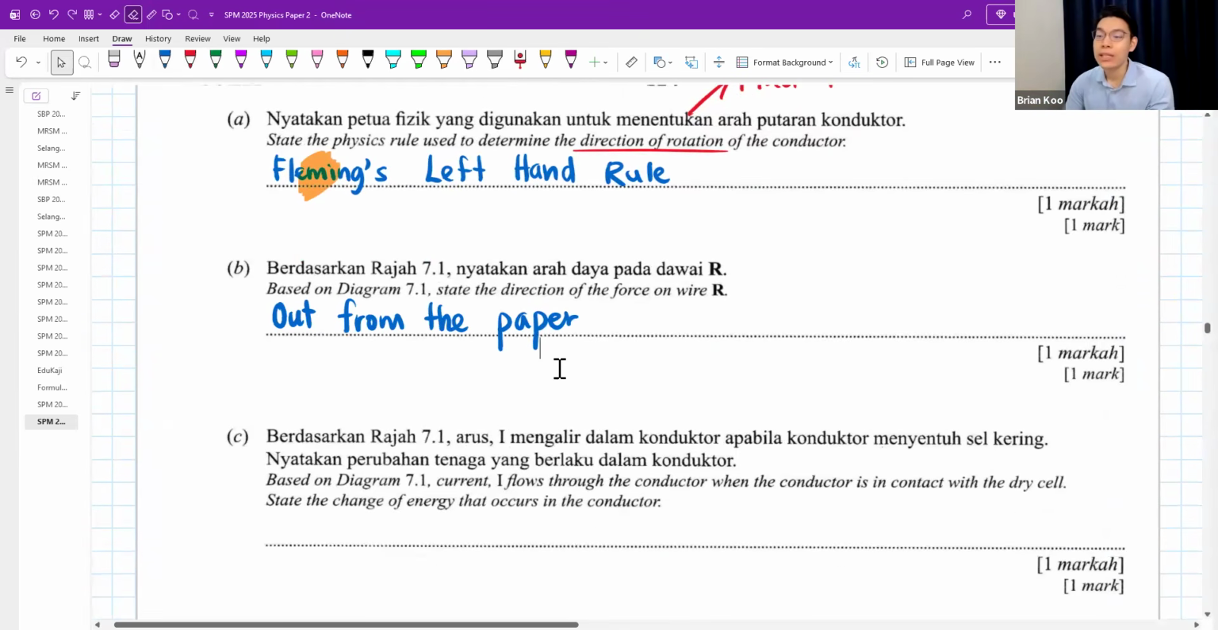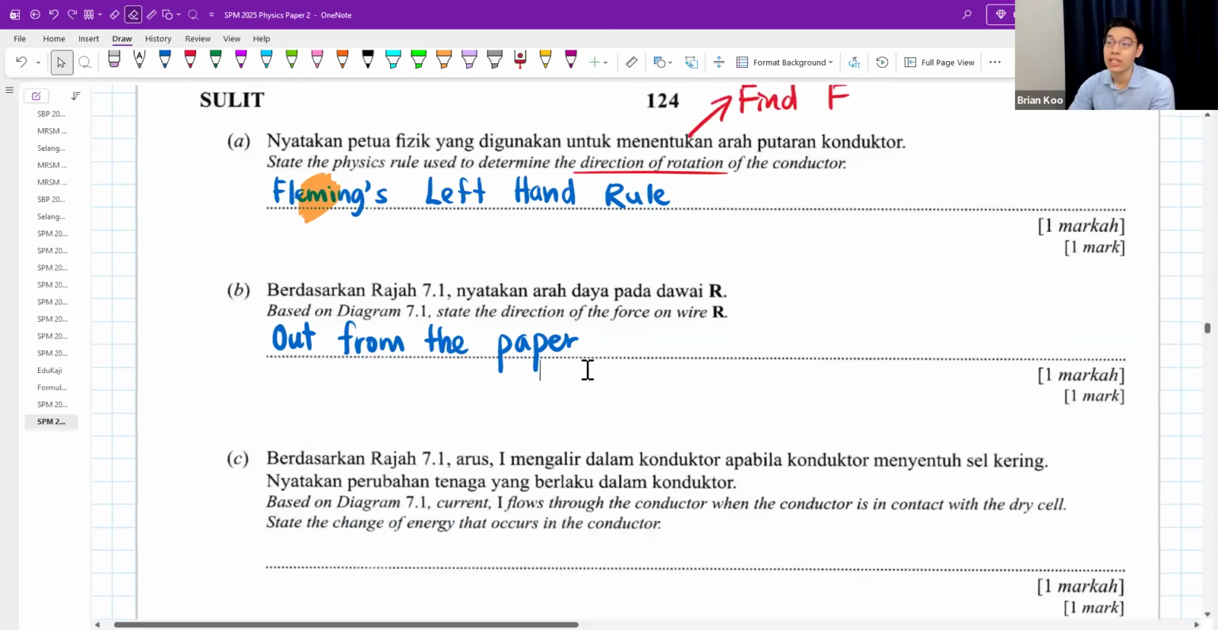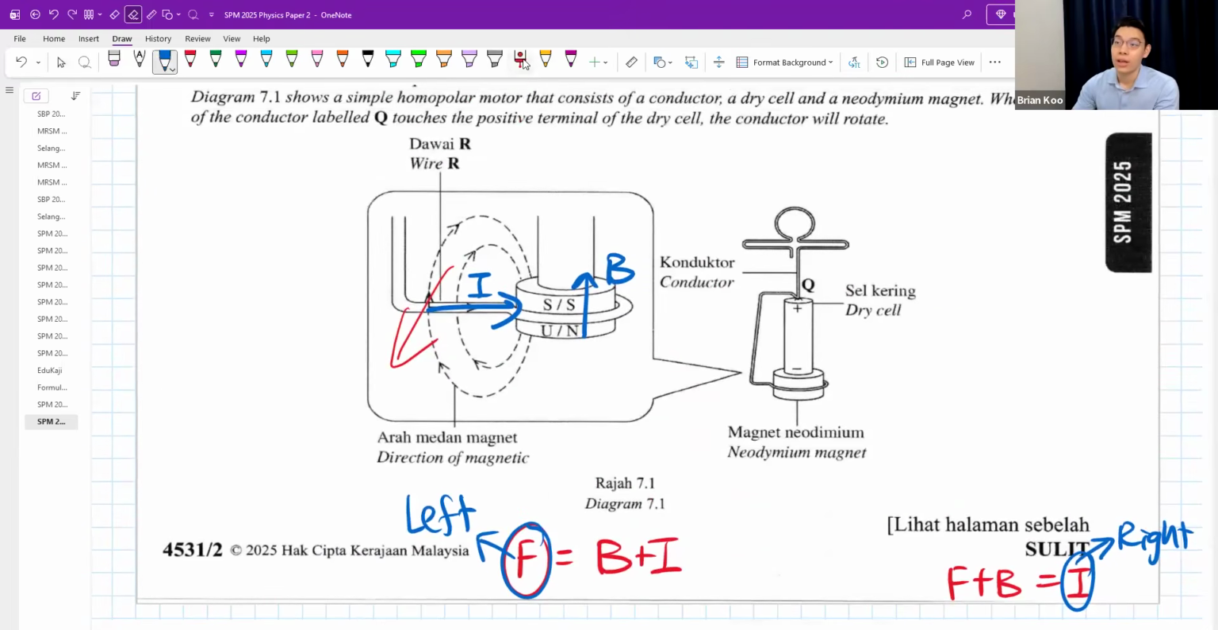Okay, part C, based on diagram 7.1, current flows through the conductor when the conductor is in contact with the dry cell. State the change of energy that occurs in the conductor. Energy change. You have electrical energy, you have current. You got a battery, you got current. And then this electrical energy will be converted to a force, a kinetic energy, to start to spin this thing.